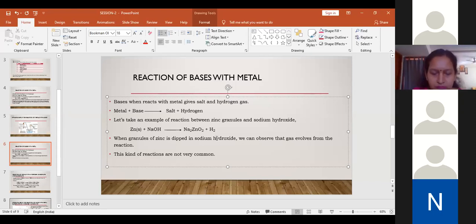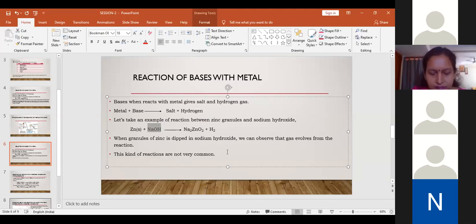Ma'am, can you repeat it again? Your voice is breaking. Okay. When zinc granules are dipped in a base, for example here sodium hydroxide, the product that is formed is sodium zincate. The formula is Na2ZnO2, and along with it, hydrogen gas is also liberated. Is it clear now?